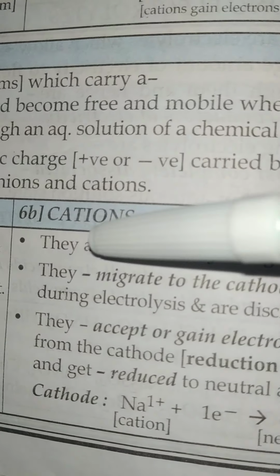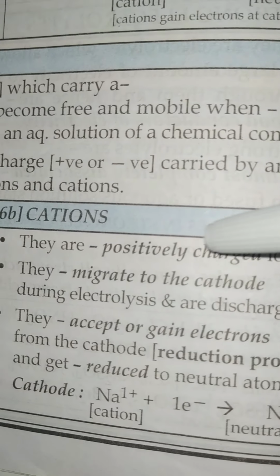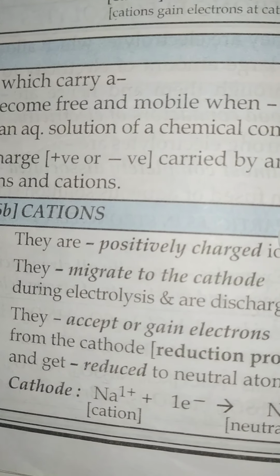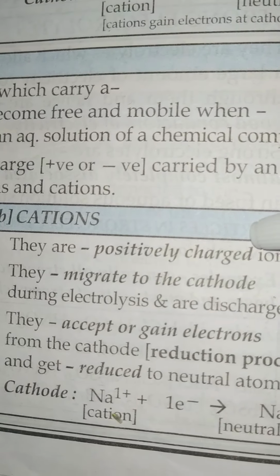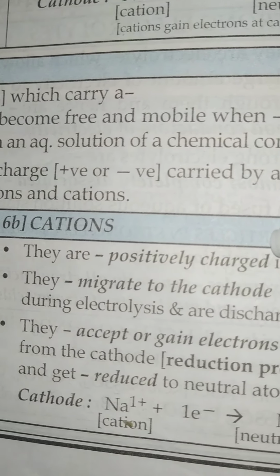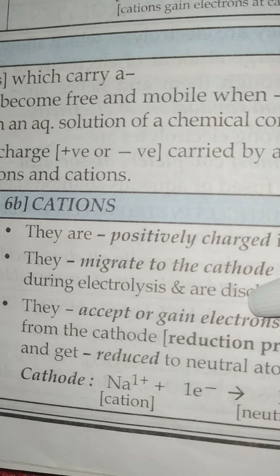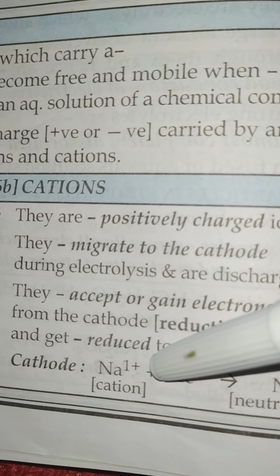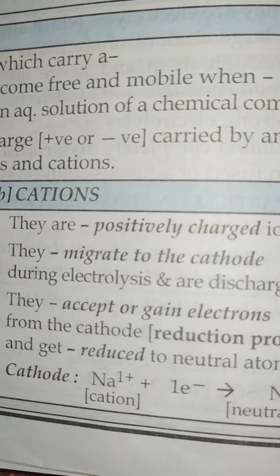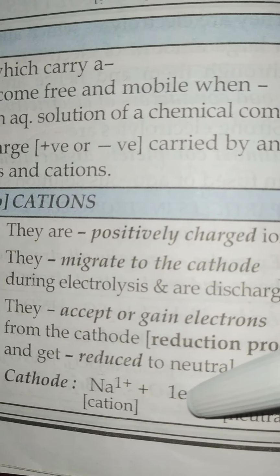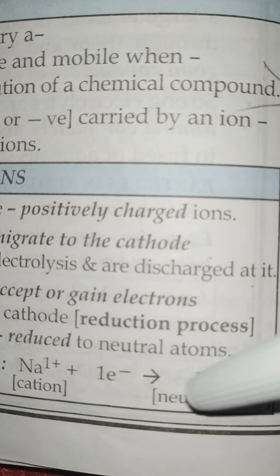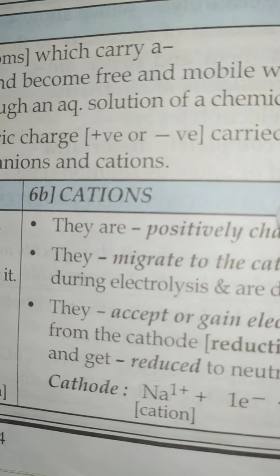Now the next are the cations. Cations means positively charged ions, and they will migrate towards the cathode because cathode is a negative electrode. Now they accept or gain electrons from the cathode. Like the example is given of sodium. When sodium gains 1 electron, it will convert into a neutral atom. So sodium is a cation.